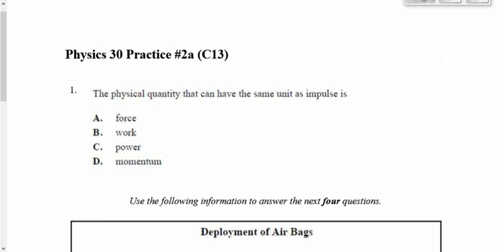This is question set 2A in preparation for our quiz tomorrow. Question number 1 says the physical quantity. Do you guys know what a quantity is? Like it's a variable, the physical variable, the quantity that has the same unit as impulse would be. What would it be? Yeah, it's going to be momentum, because we define impulse as what? Change in momentum. So it's going to, of course, have the same units as impulse. The answer would be D.